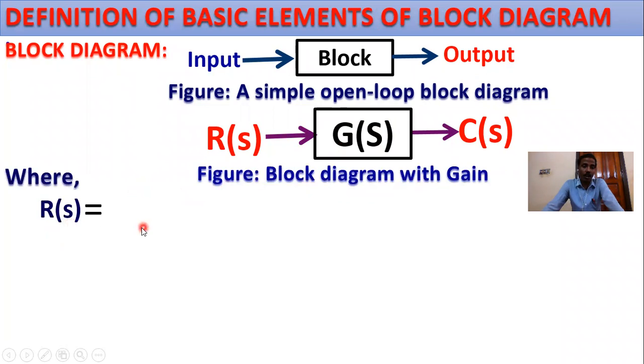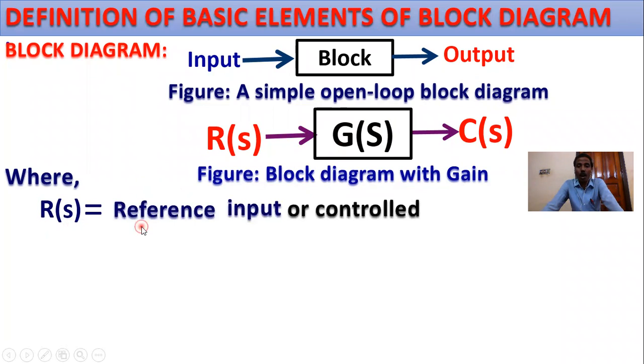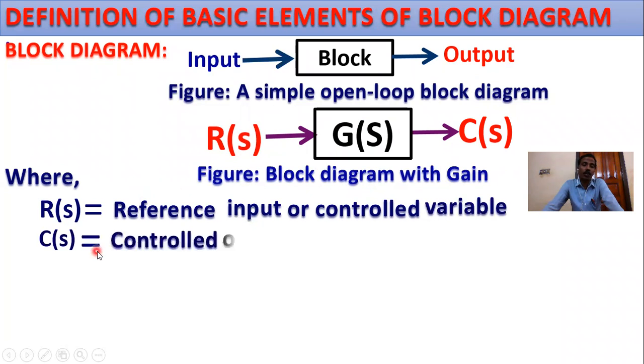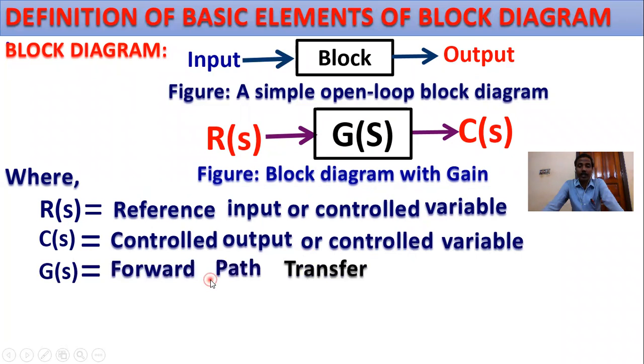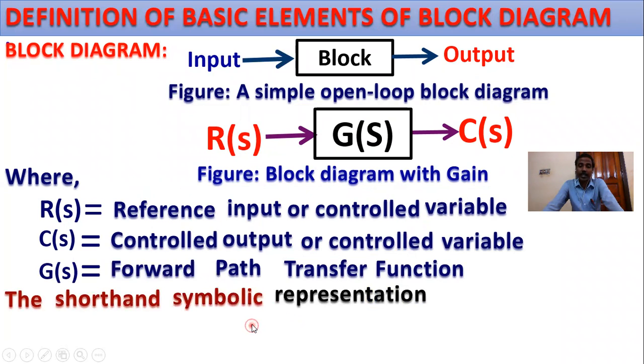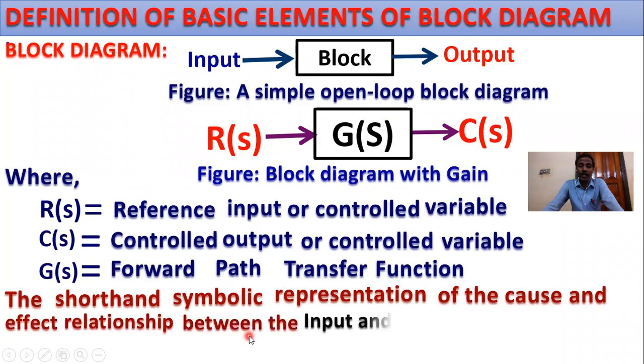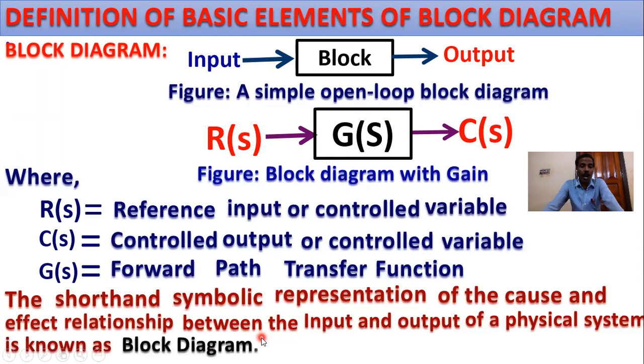R of S is called the reference input or controlled variable. This is also called the cause of the system or excitation of the system. And C of S is called the controlled output or control variable. This is also called the effect of the system. And G of S is called the forward path transfer function. And the shorthand symbolic representation of the cause and effect relationship between the input and output of a physical system is known as a block diagram.